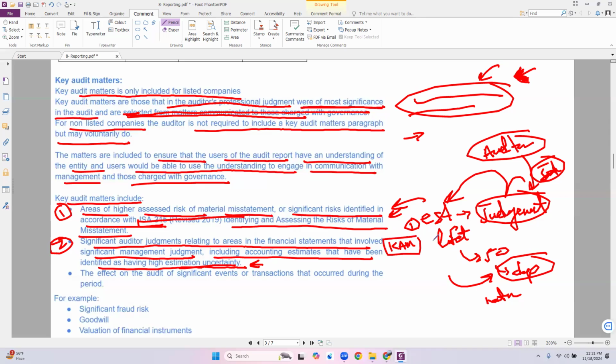Got it? So you're saying anywhere management uses judgment, it's always included? Yes, that is always included within CAM. Got it?